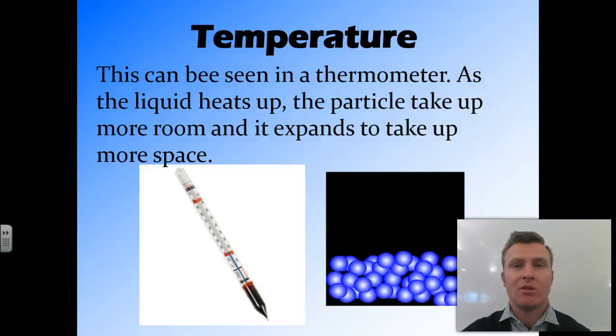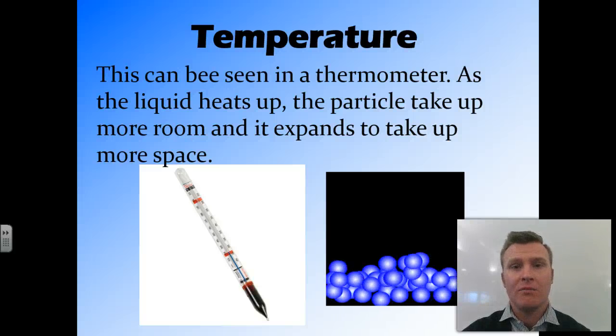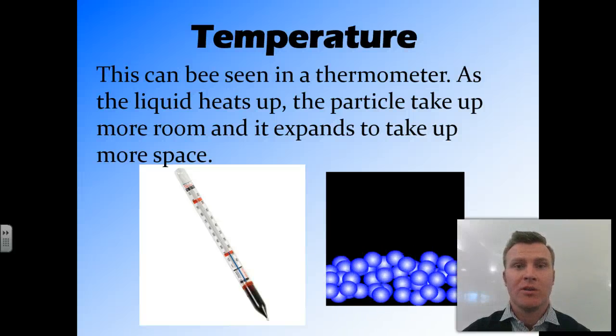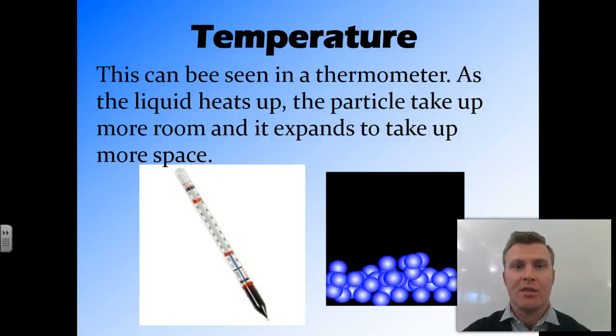Thermometers these days, we use a type of alcohol in them. They used to use mercury, but as you know, mercury is dangerous, so we no longer use that in thermometers.